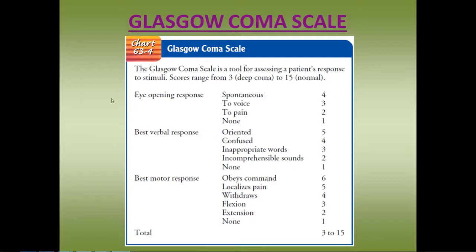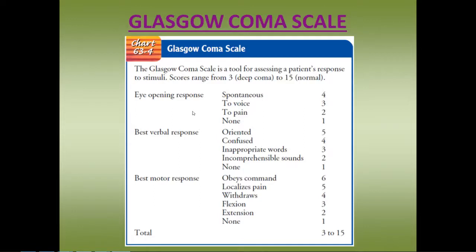Next is your verbal response. Again, the maximum score is 5. When the patient is fully oriented, we assess orientation by asking them their name. That is orientation to person, place, and time. You ask them their name, ask them where they are at the moment, and ask them the date today. When they are able to answer that, you give them a score of 5.